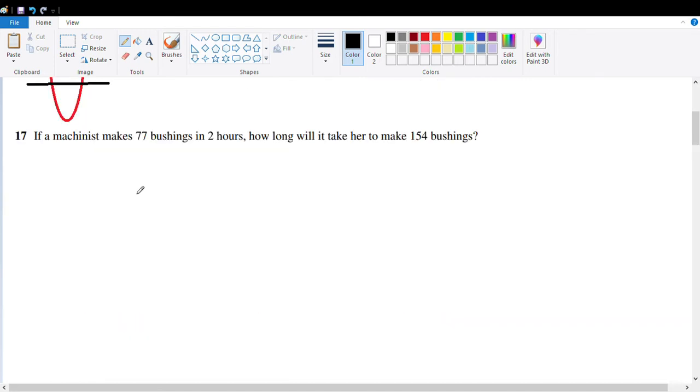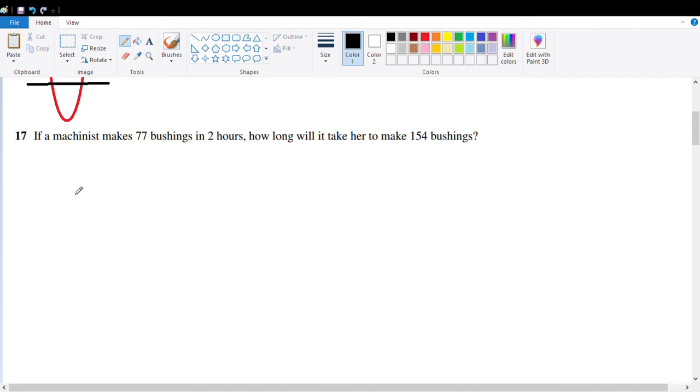Now let's move on to 17. 17 is another word problem. A machinist makes 77 bushings in 2 hours. How long will it take her to make 154 bushings? So what do you solve this problem with? Proportions. Again, we're dealing with proportions.